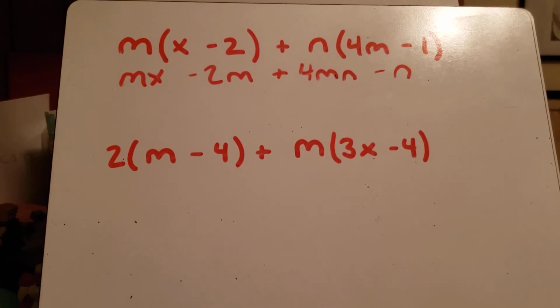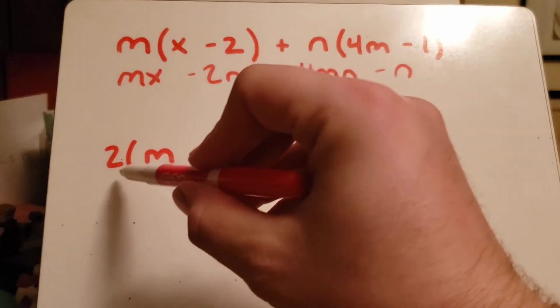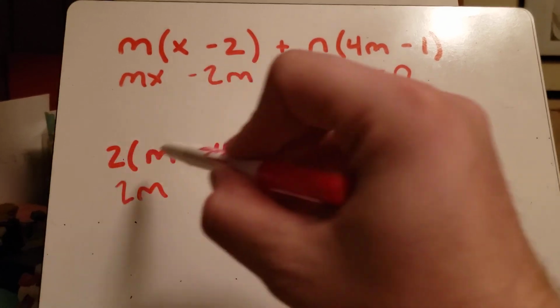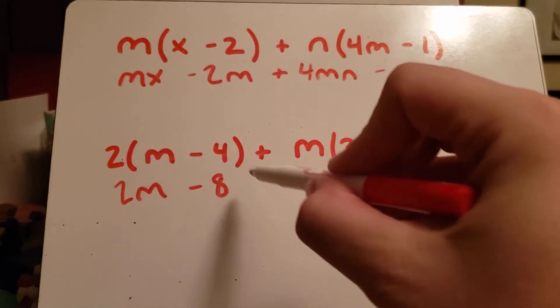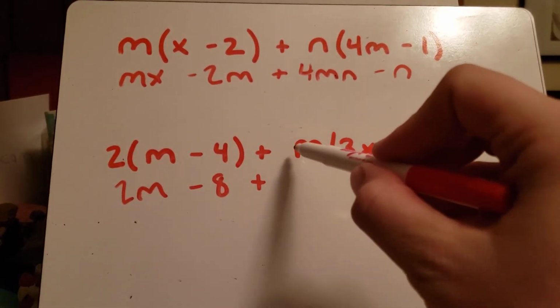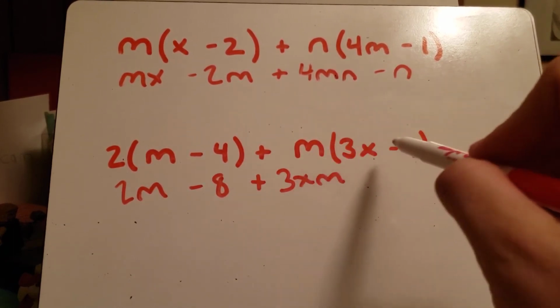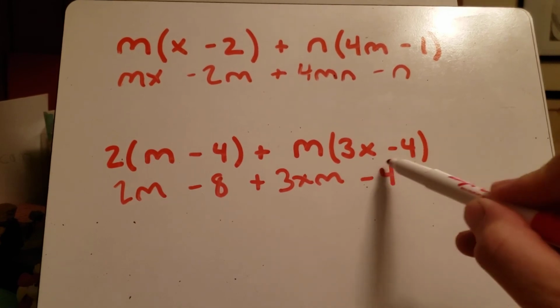Now, in the next one here, it's going to simplify a little bit more. Let me show you what I mean. In this one, we're going to multiply 2 times m, and we'll get 2m. And 2 times negative 4, that's negative 8. And then on the other side here, we've got m times 3x, which is 3xm. And m times negative 4, which is negative 4m.